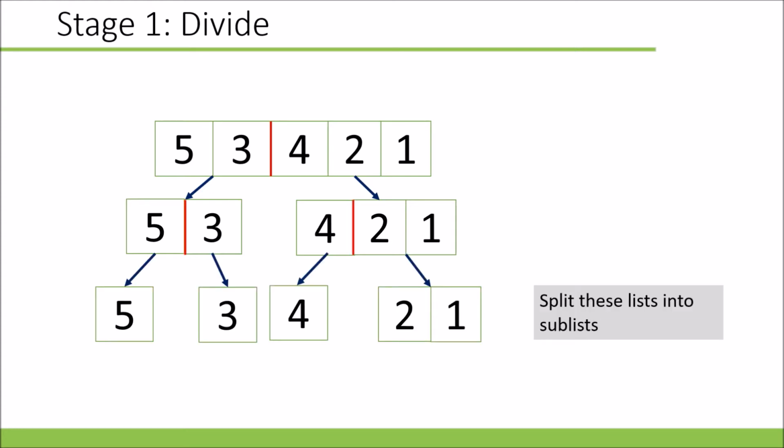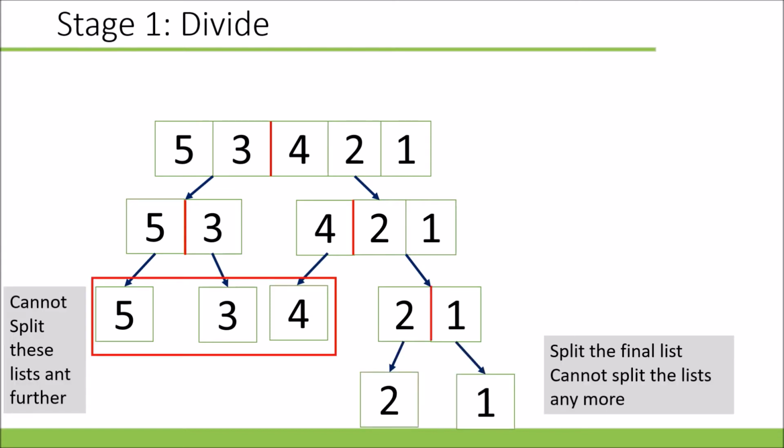And then for each of those sublists, we split them in half, and then we split those into sublists. Three of the sublists can't be split any further because there's only one item in each of those lists. However, we still have one list that has two items in, so then we split that list into two. So now we're in the situation where we have a whole bunch of sublists, but we can't split them anymore because there's only one element in each of those.